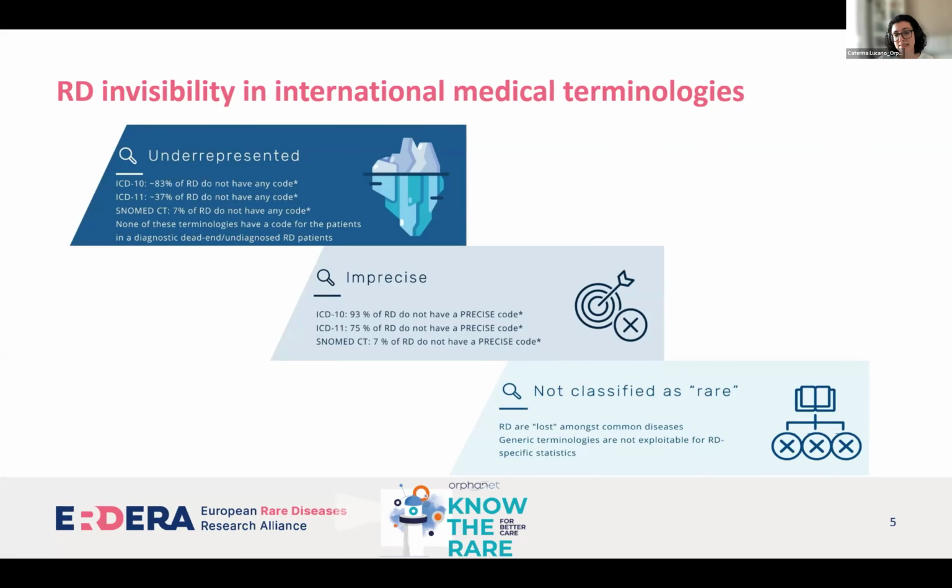lists, URLs, etc. And for ICD-11, 75% do not have a precise code. Again, they are maybe in the foundation, but they do not have a code in the MMS. And for SNOMED CT, we are at the same 7%. Finally, in those more general medical terminologies, rare diseases are lost among common diseases. So those generic terminologies are not exploitable for rare disease-specific statistics, so for pulling out hierarchies related to rare diseases.